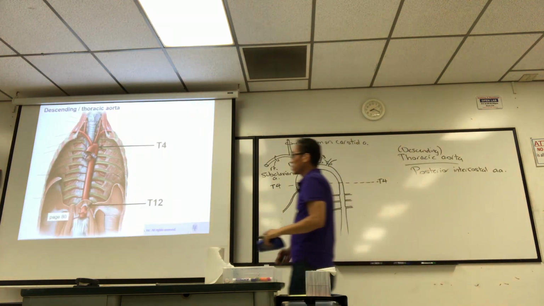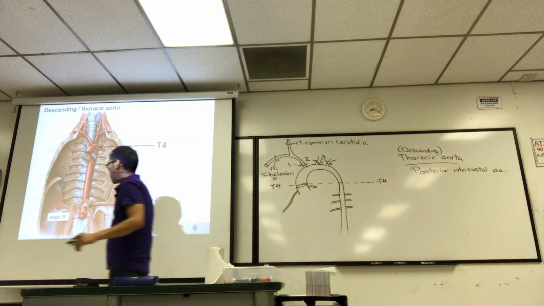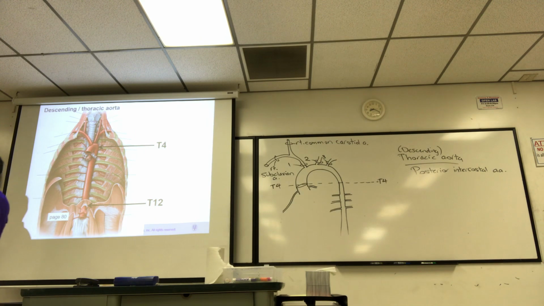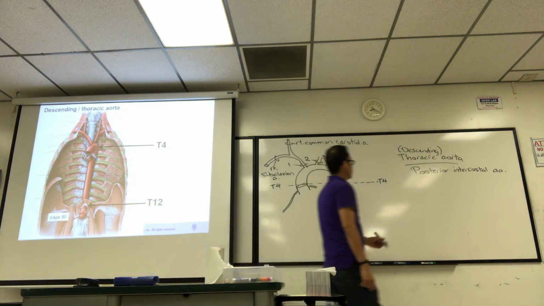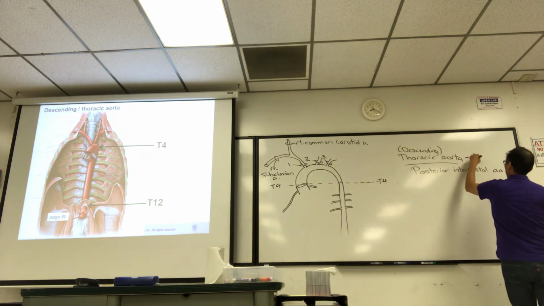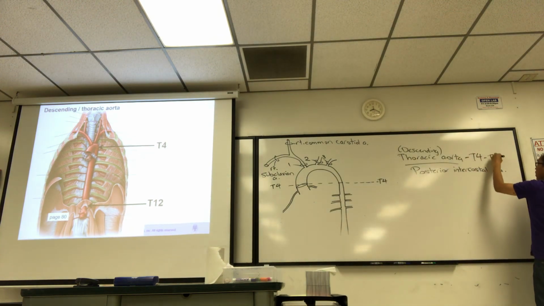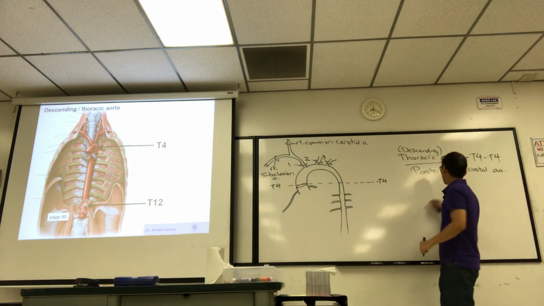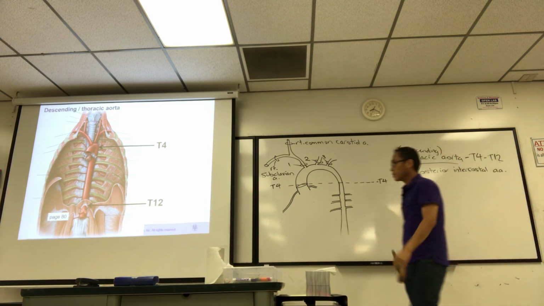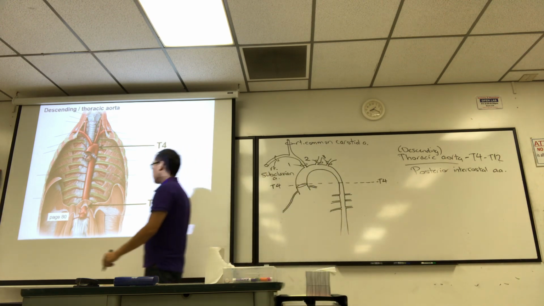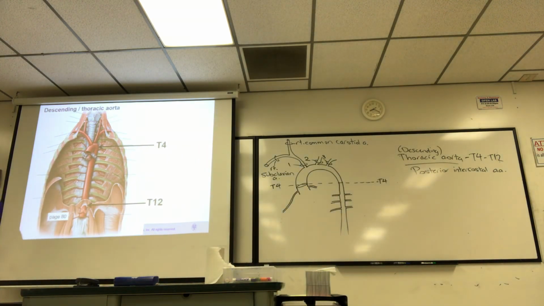So we move on. There's a picture of the thoracic aorta. It runs from the level of T4 all the way down to T12, and then becomes the abdominal aorta. So it goes from T4 to T12. I'll teach the abdominal aorta later when I teach the digestive viscera.